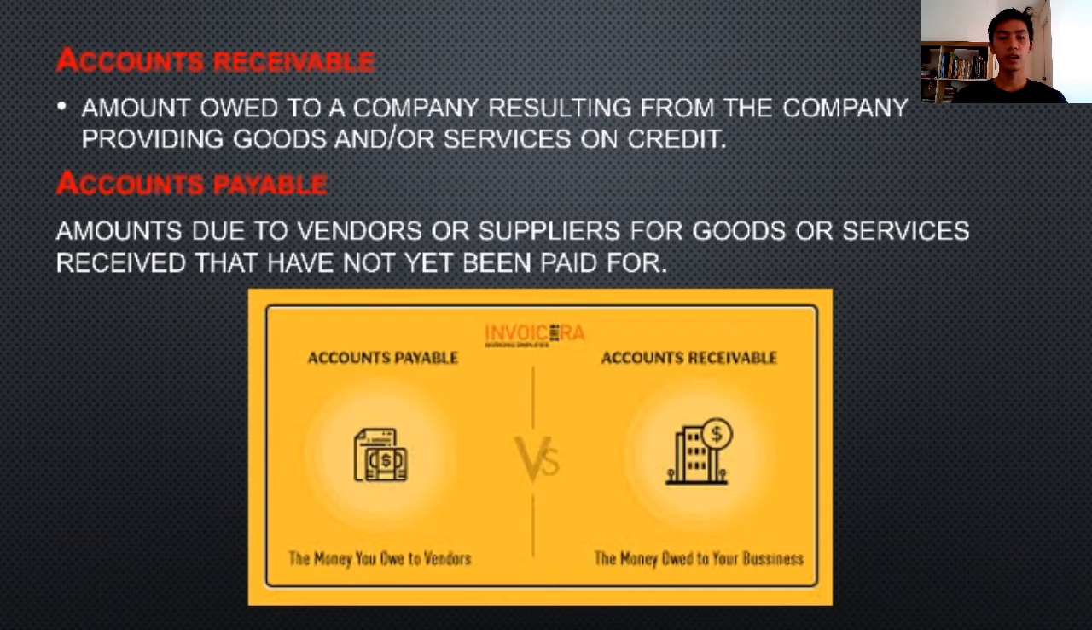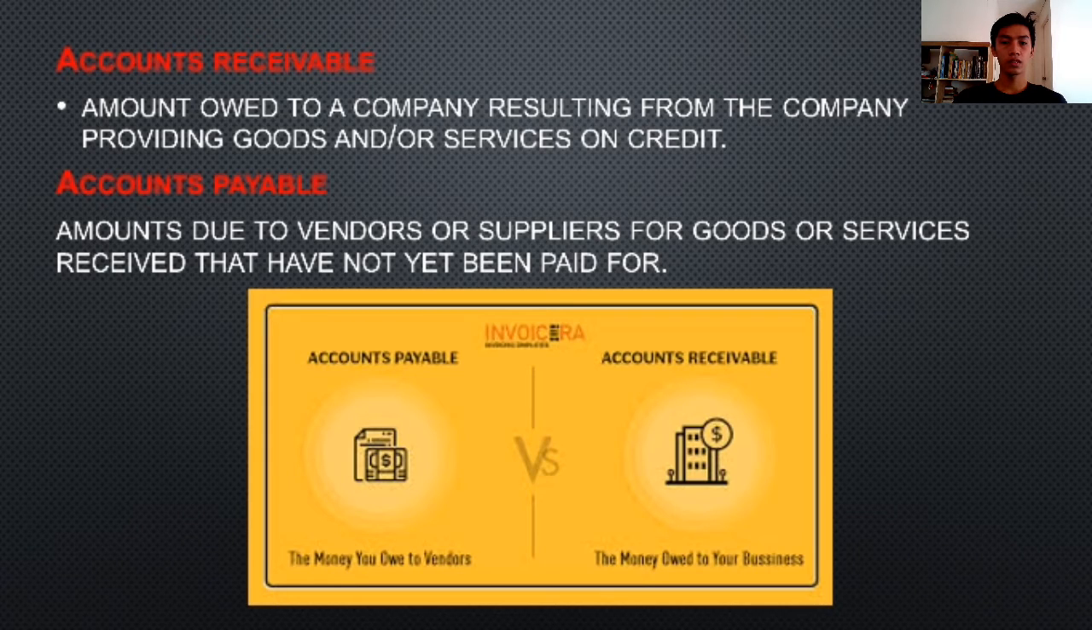The next is accounts receivable and accounts payable. When we say accounts receivable, it is the amount owed to a company resulting from providing goods and or other services on credit. And when we say accounts payable, it is the amounts due to vendors or suppliers for goods or services received that have not yet been paid.